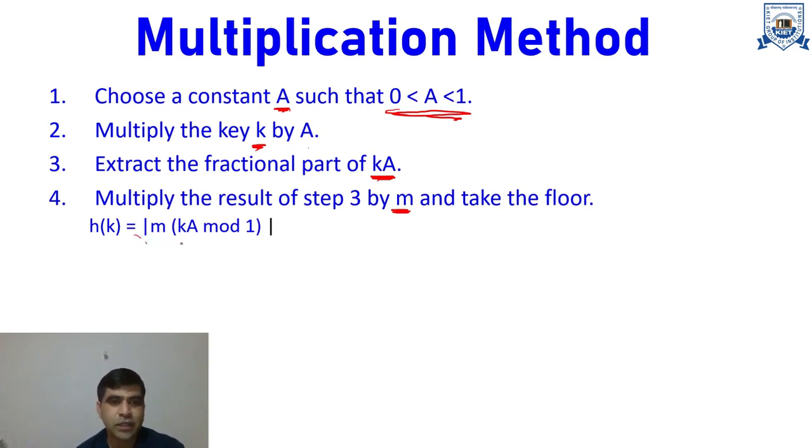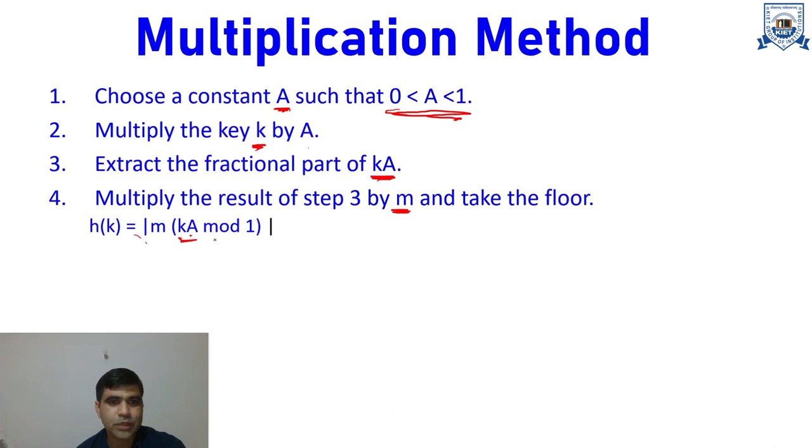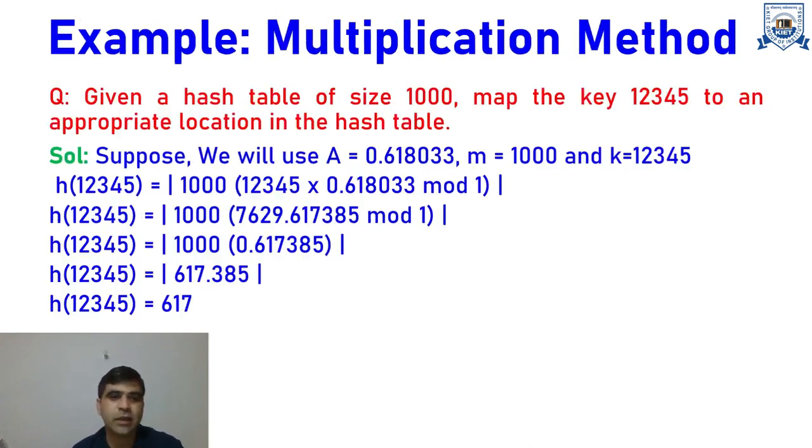So the hash function in this case is k into a, where k is the key which you want to store, and a is some value between 0 and 1, and the mod operation is to extract the fractional part only, right? Then you multiply it by m, and m is nothing but the size of the table. Whatever value you get after this calculation, you take its floor value. That will be the actual address of the hash table where you are going to store this particular key k. Okay, let's see by an example.